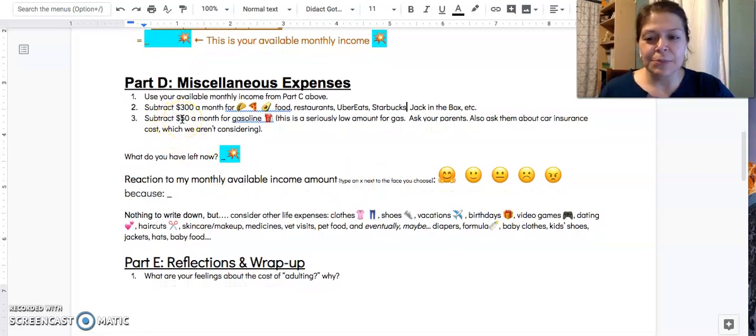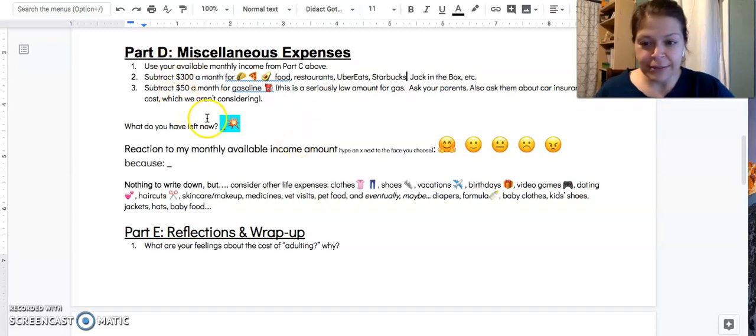For number 3, subtract $50 a month for gasoline, which is really a low amount, but it's the number that we're using. Depending on your car, how far you drive, what type of gas you want, if you have a hybrid. We're using $50 because it was kind of the middle of the road number that I found. This doesn't even include car insurance, which is required, which is expensive. Talk to your grown-ups. We're not going to worry about it, but I just want you to know about it so you're not shocked. Okay, now that you did all of this, what is left?